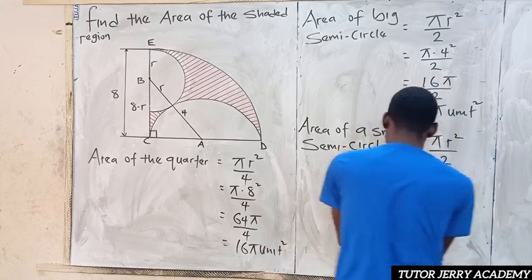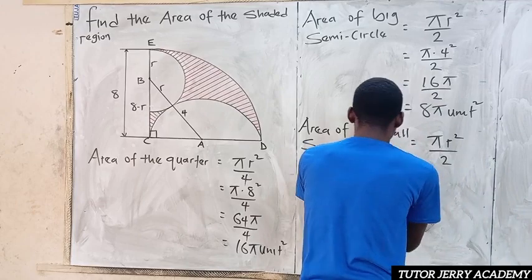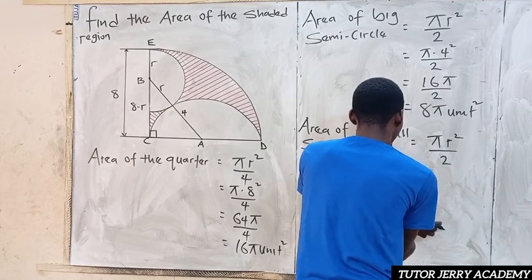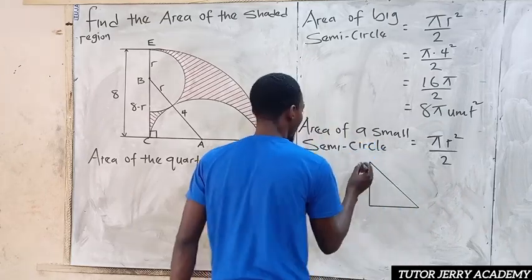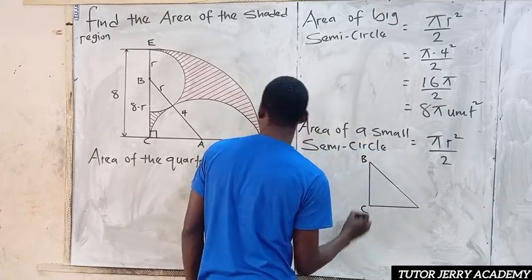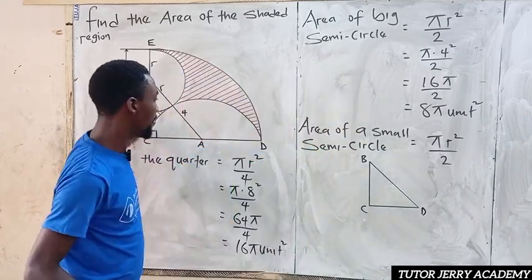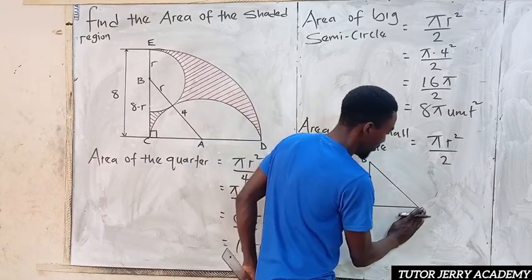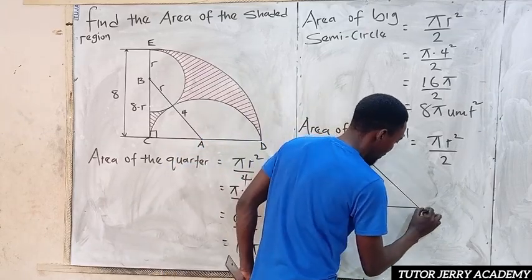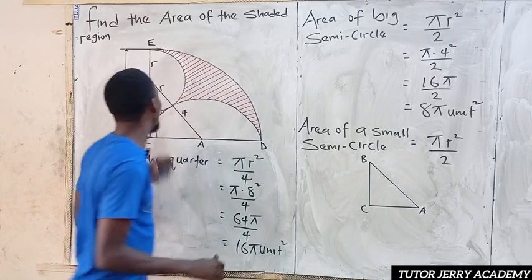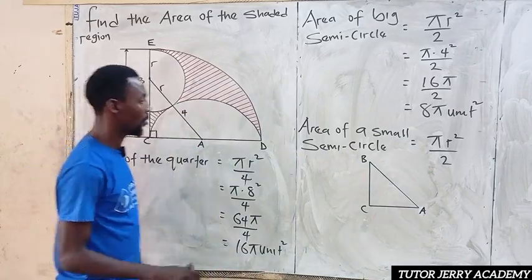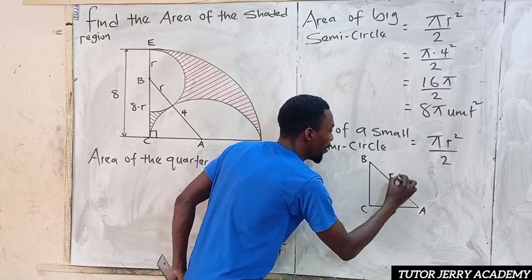All right. We are going to have this. So this is going to be B, C, and what? And D. So BA, not D. All right. So BA is going to be R plus 4. So here is going to be R plus 4.